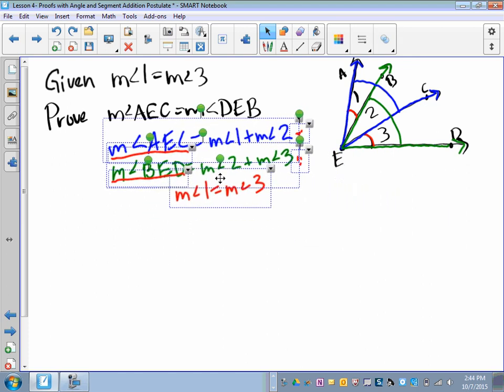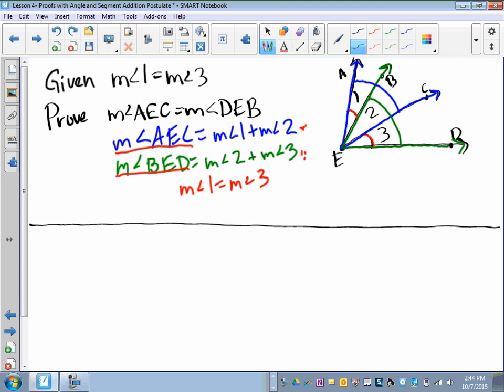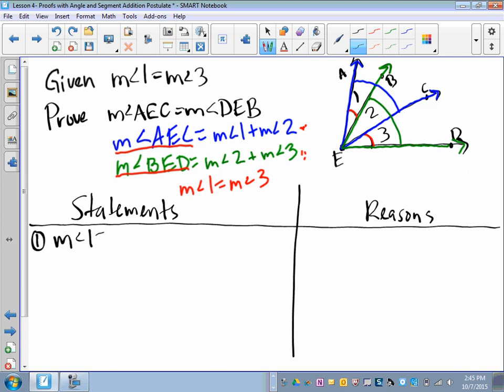And again, I'll move this up and out of the way. Okay. Alright, so I have my statements and I have my reasons. Again, I'm going to go ahead and use my given because I'm going to be using that right away, so I'm going to go ahead and state that. Measure of angle 1 is equal to the measure of angle 3, and that was given to me. Woohoo! Alright, angle addition postulate, that's really the only thing we can do with the limited information that I have.